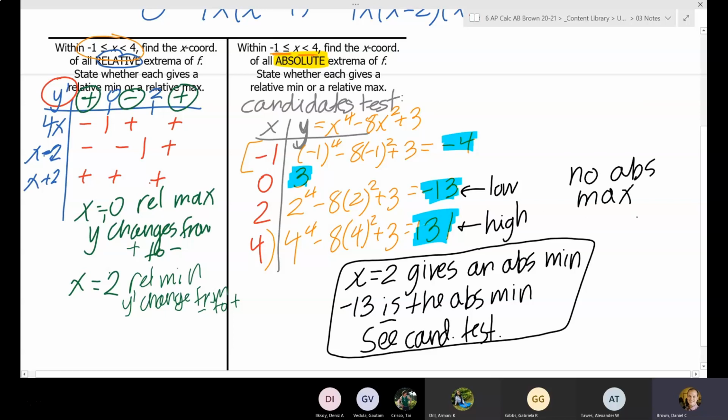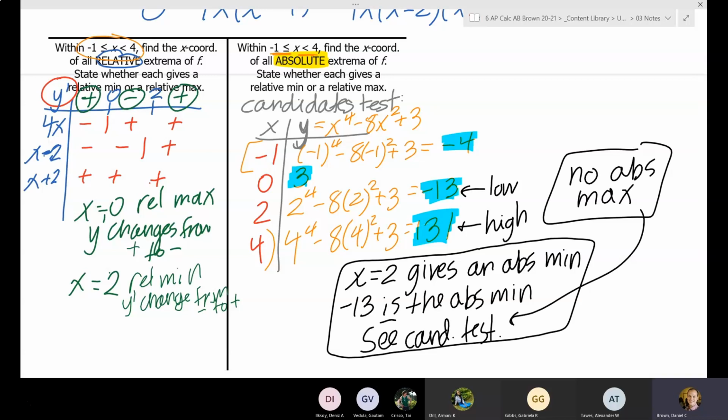The justification would be the same, see candidates test. So again, that's what I like to say when you're doing absolute extrema. If you can make a T-chart, and as long as you remember to exclude endpoints that are not included, then do that. Of course, I could change this problem. If I had put in less than or equal to by that 4, then that endpoint would be included, and then you definitely would have an absolute maximum. Questions on that problem?